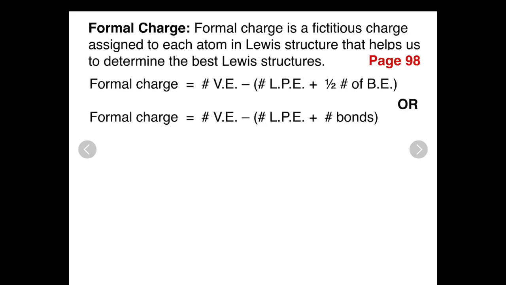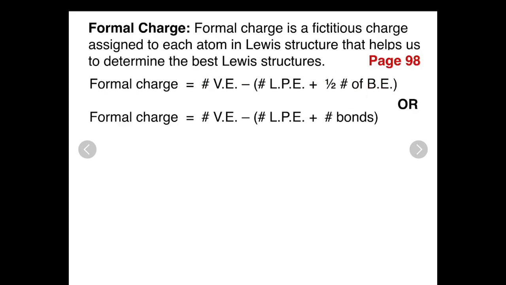In order to calculate formal charge, there are two ways to do this. One is to count the total number of valence electrons for that particular atom. We are going to look at the formal charge for a specific atom within the molecule. So the number of valence electrons for that particular atom, minus the number of lone pair electrons, and then plus 1/2 of the bonding electrons. Okay, so that's one way to do it.